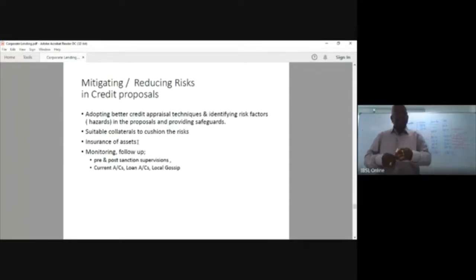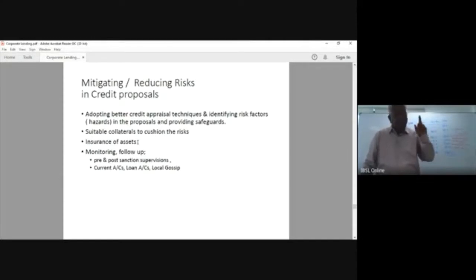Then mitigating, reducing risks in credit proposals. I am always saying the credit proposal evaluation is risk evaluation. So you have to evaluate the risk in the credit proposal, and thereby you have to provide suitable safeguards to reduce the risk, that is, mitigate the risk. You have to provide suitable safeguards by way of conditions or covenants. Adopt better credit appraisal techniques, identify the risk factors and hazards in the proposal, and provide safeguards.